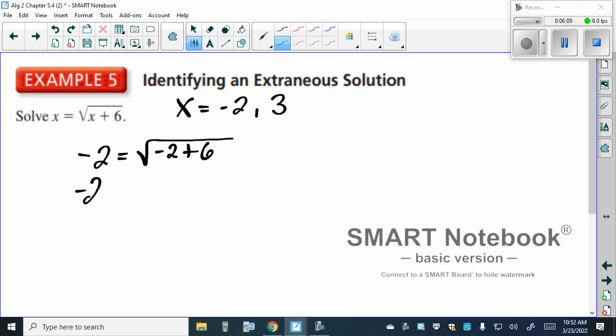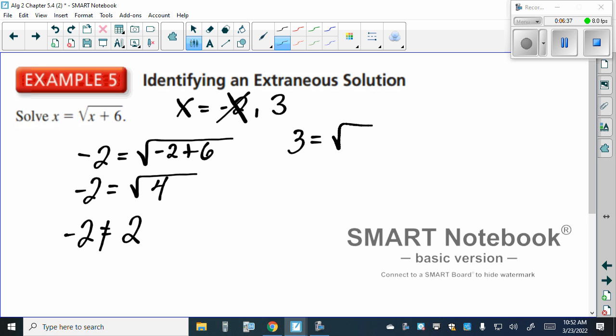If we went on and finished checking this, negative 2 plus 6 is 4, and the square root of 4 is 2. Since we're just taking the square root, we don't need the plus or minus, because we only add the plus or minus if we take the square root of both sides, if we're applying that to both. So that tells us that negative 2 doesn't work. If we check 3, 3 is equal to 3 plus 6.